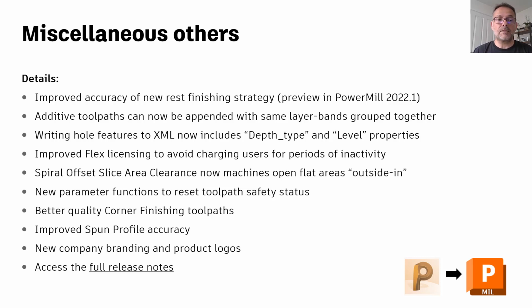Our spiral offset slice area clearance toolpath now provides the ability for you to machine open flat areas using the outside in option. We've provided new parameter functions that can allow you to either partially or fully reset the toolpath safety status of a toolpath. We've improved the quality of our corner finishing toolpaths, primarily to allow a better quality toolpath to be produced, more corners to be identified, less likelihood of fragmentation in toolpath, and so on.